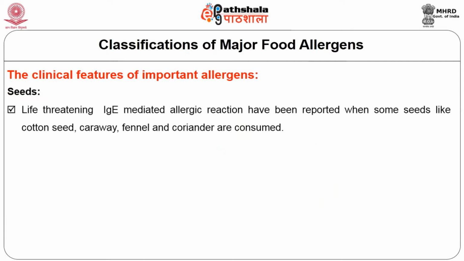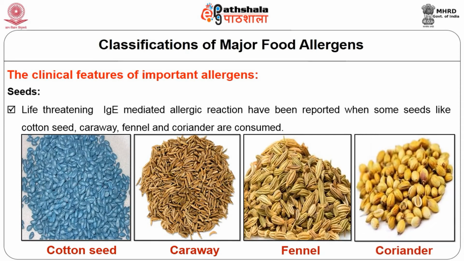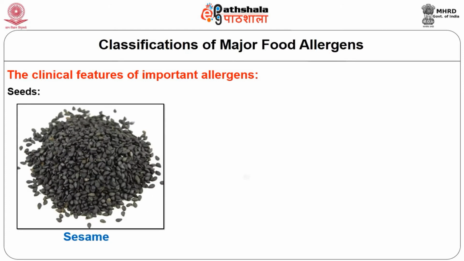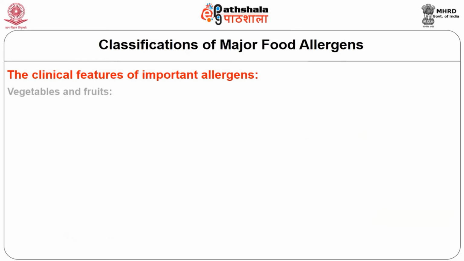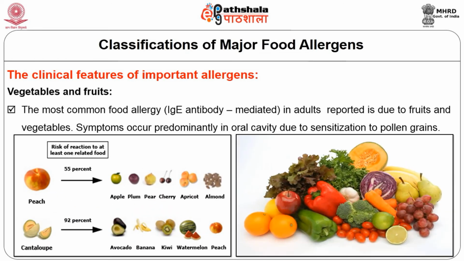Life-threatening immunoglobulin E mediated allergic reactions have been reported when some seeds like cottonseed, caraway, fennel and coriander are consumed. So, there are reports of certain allergic symptoms to sesame, sunflower and mustard seeds. The most common food allergy that is immunoglobulin E antibody mediated in adults is reported due to fruits and vegetables. Symptoms occur predominantly in the oral cavity due to sensitization to pollen grains.